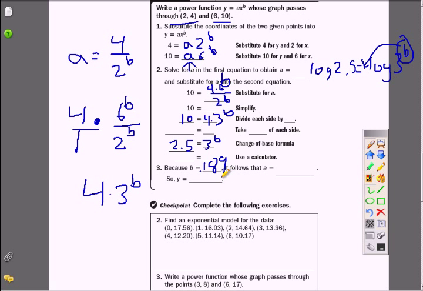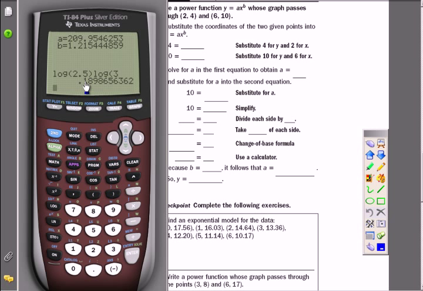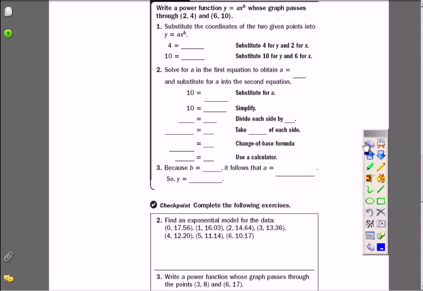Once I found what b was, I'd plug that back in, and I'd be able to find my a answer. Looks like I may have made a little bit of an error here. When I drop this over, if I took the log of both sides, I'd have the log of 2.5 divided by the log of 3. Let's make sure I got this right here. The log of 2.5 divided by the log of 3 is 1.89. That's good. That's perfect. That's what I want.